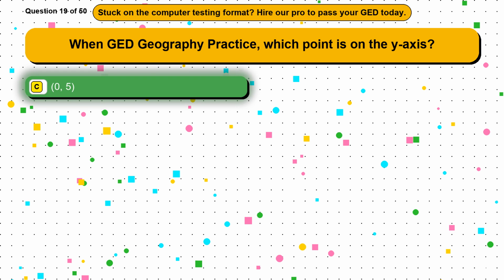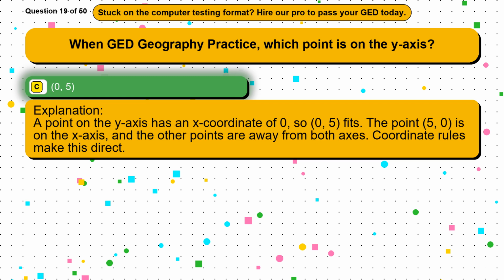The correct answer is option C, (0, 5). A point on the y-axis has an x-coordinate of 0, so (0, 5) fits. The point (5, 0) is on the x-axis, and the other points are away from both axes. Coordinate rules make this direct.